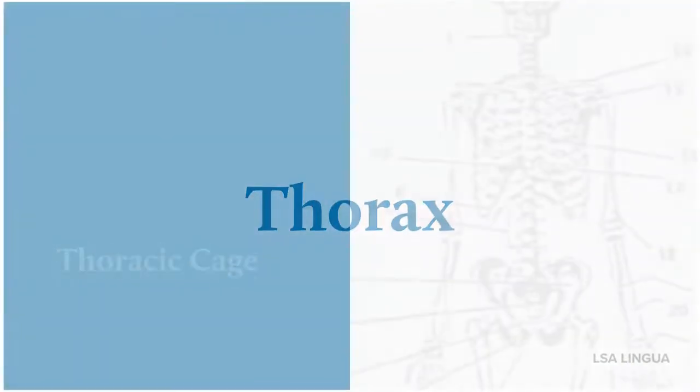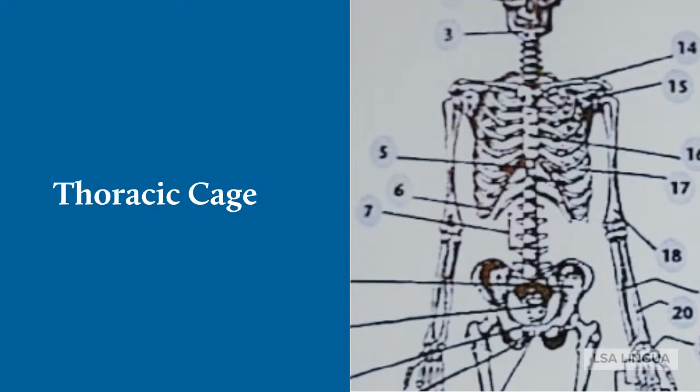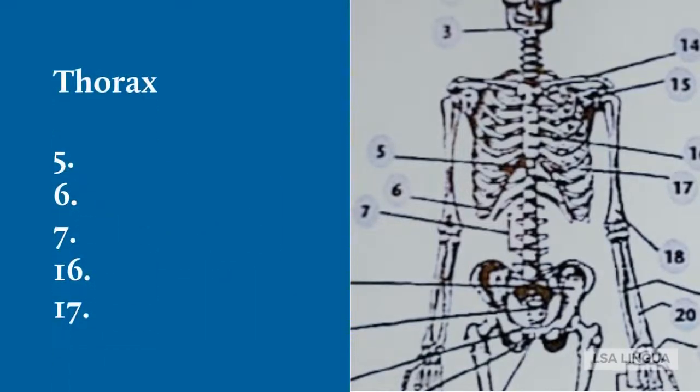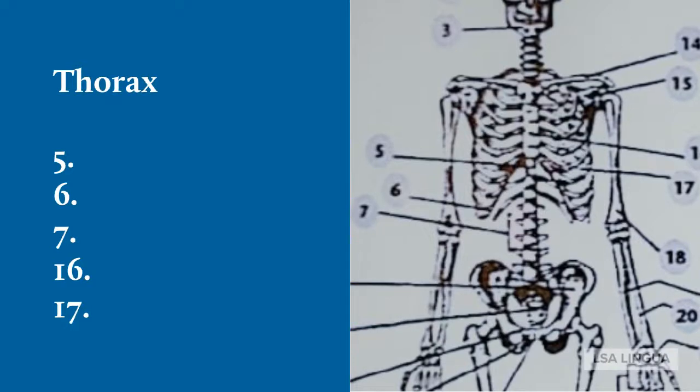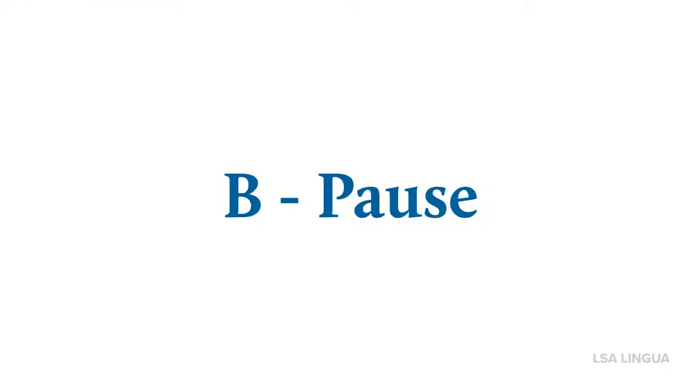Thorax. The thorax is the chest region of the body between the neck and the abdomen, along with its internal organs and other contents. Let's continue by naming the bones in the thorax. Name items 5, 6, 7, 16, and 17. Pause the video here, look in the description box, and answer the questions in B.